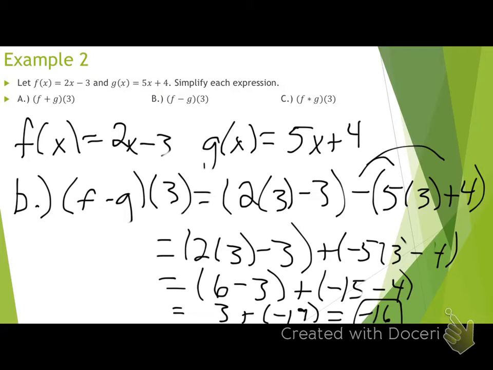Questions on example 2? Okay, I'm going to skip C because we're not doing multiplication today. Okay?